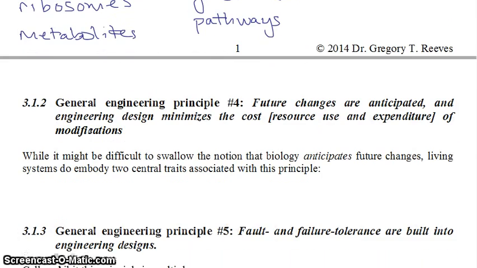General engineering principle number 4. Future changes are anticipated, and engineering design minimizes the cost of modifications. Okay, so while it might be difficult to swallow the notion that biology anticipates future changes, living systems do embody 2 central traits associated with this principle, and those would be adaptability and evolvability.